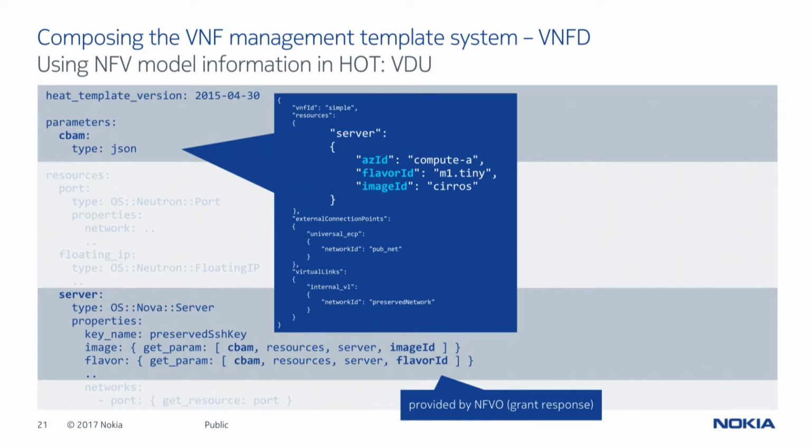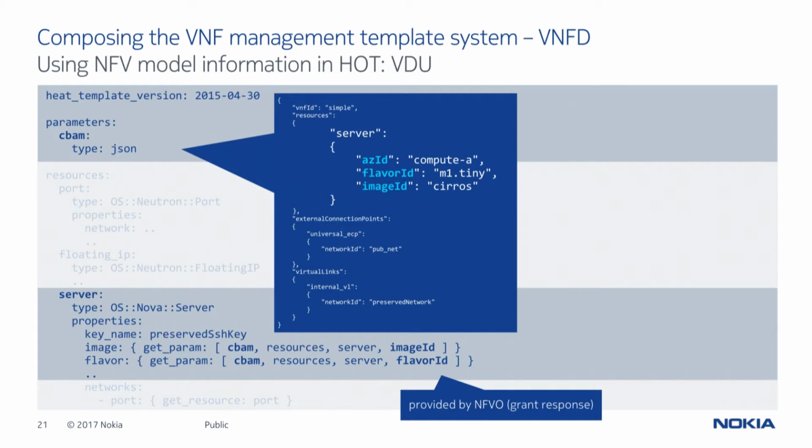And on this level, we can see the Heat template of the VNF, and I think it's familiar to everybody that it contains a Nova server. What is interesting here is that the NFV model appears in this picture in a way that necessary data is injected into the stack. This happens via an input parameter, which is called CBAM. CBAM is the CloudBand Application Manager.